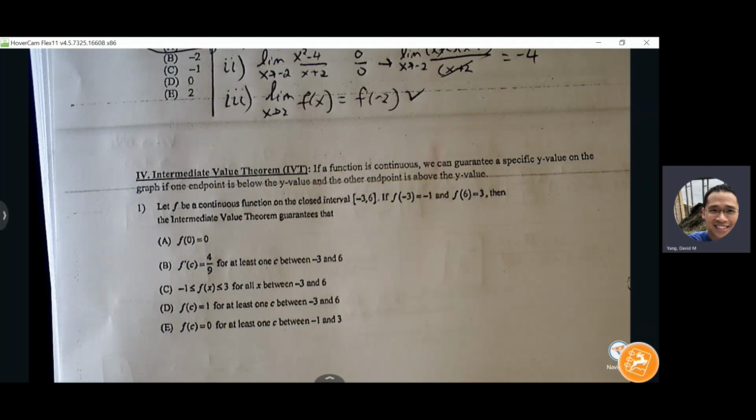So what does IVT tell us? I think this one is very intuitive, right? Like you know something is true, but it's just kind of hard to put it into words. So it says if the function is continuous, we guarantee a specific y value on the graph if one endpoint is below the y value and the other endpoint is above the y value. So this is saying that, for instance, if I had a graph that looked like this, and let's say I didn't know what the graph looked like, but I did know that the function is continuous. Okay, I knew that.